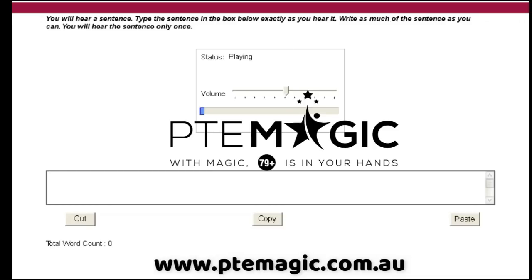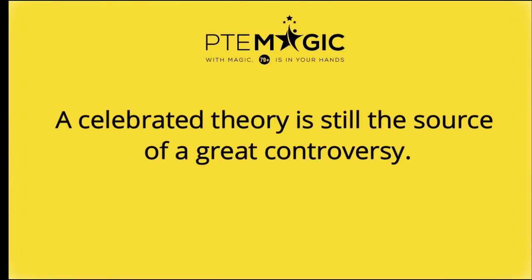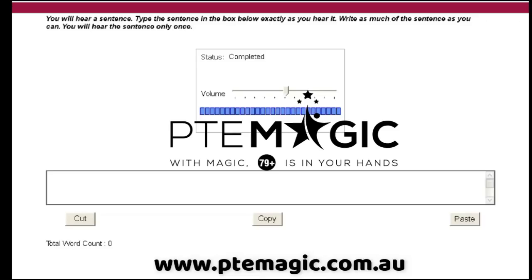A celebrated theory is still the source of a great controversy.